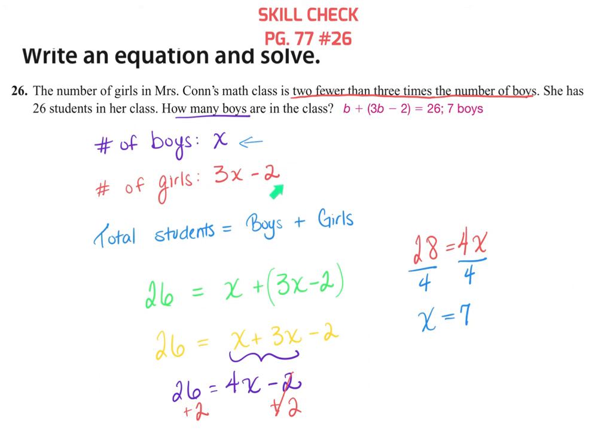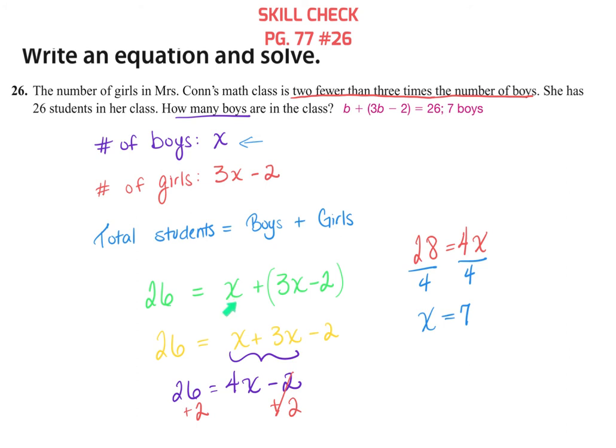I'm going to have 28 girls, okay? So that's what this is telling me. Then it says she has 26 students in her class. That's the total number of students. If I take my boys and add my girls, those are my only options, boys plus girls, that should equal my total students. So if I add the total number of boys plus the total number of girls, I should get the total number of students. Well, the total number of students is 26.